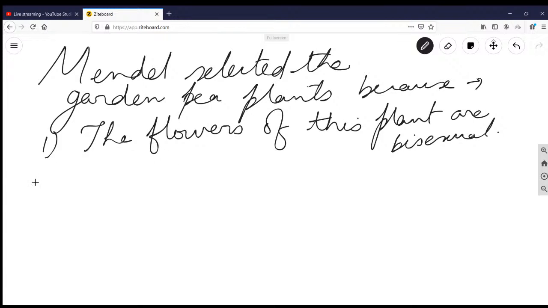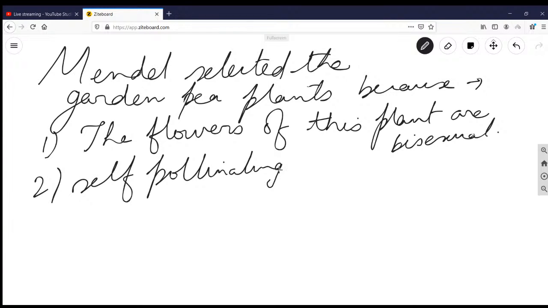And since they are self-pollinating, I can go for both self and cross pollination if I like, right? So then point number 3 would be the 7 different physical characters that I had mentioned, which are extremely easy to recognize, discern and study.